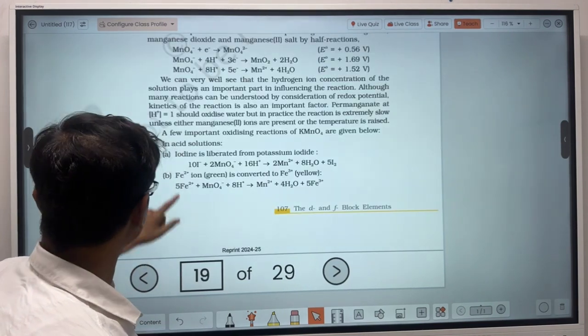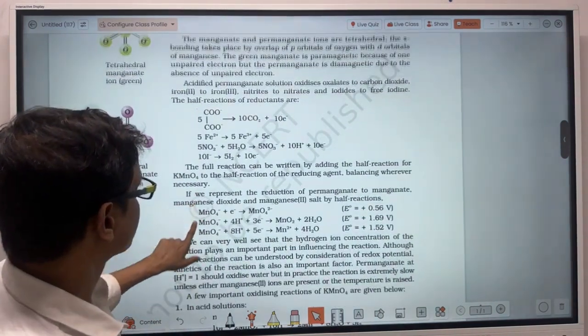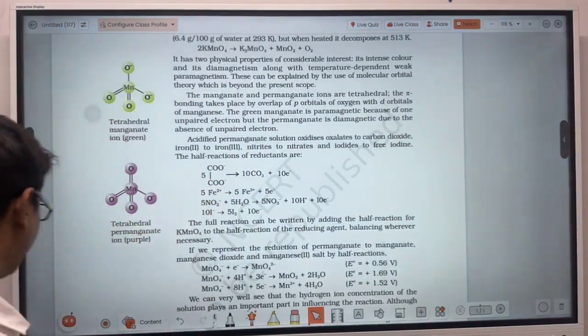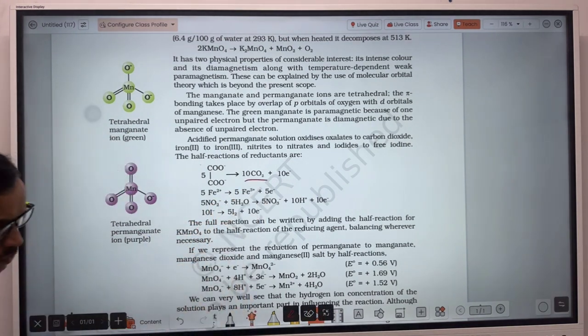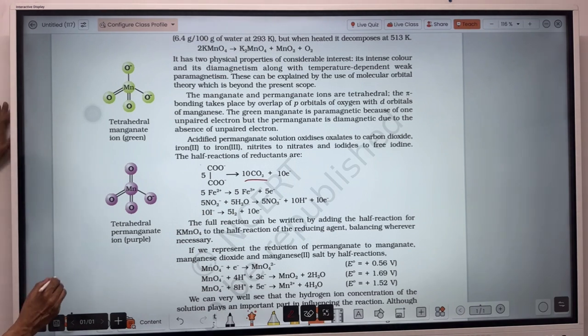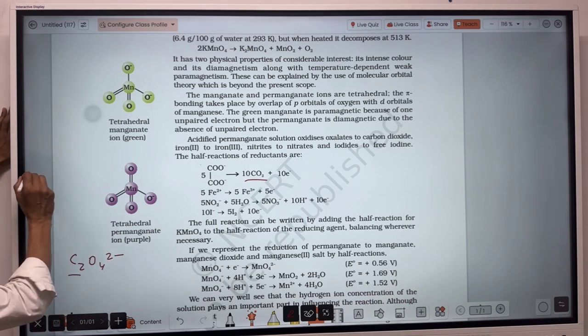So let's see from the beginning. It's a strong oxidizing agent. Oxalic acid here: oxalic acid is oxidized to CO2. How is that? You may watch the oxidation number of carbon. It is C2O4, 2 minus. So what is the oxidation number of carbon?